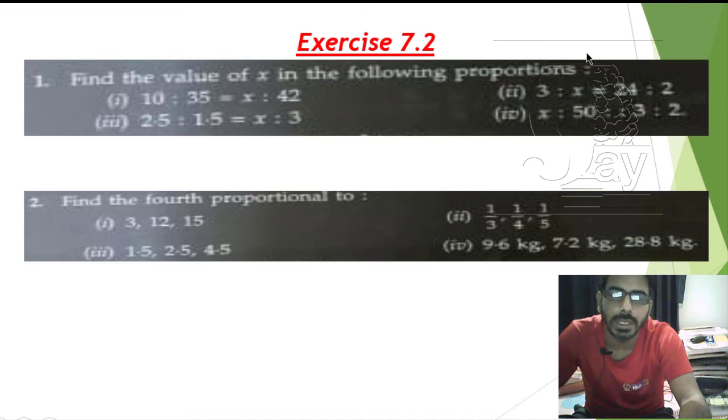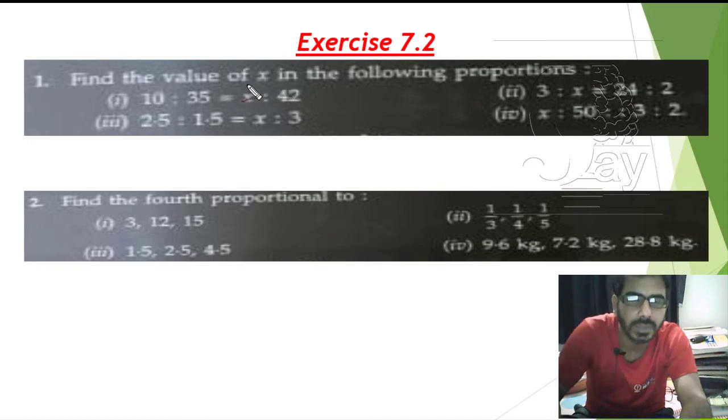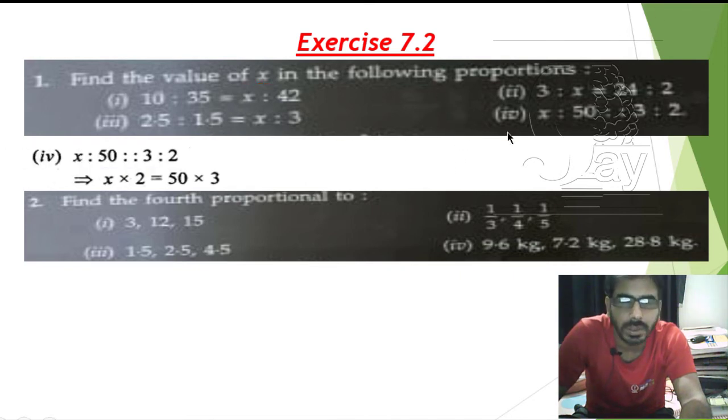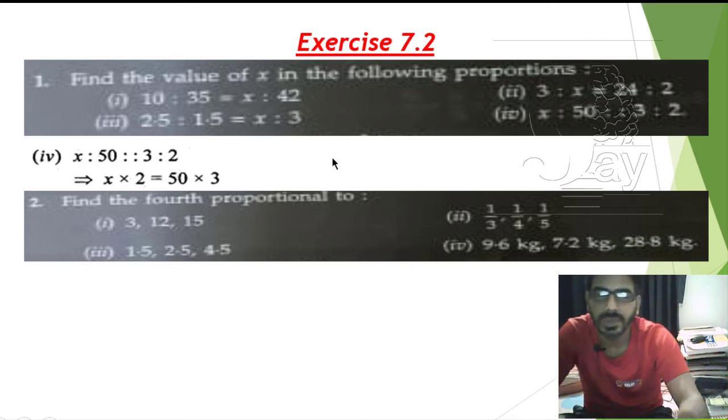Now let's see some questions from exercise 7.2. As you see, we have to find the value of x from the following proportions in question number 1. As I told you, out of four quantities, any one will be unknown. Let us choose one of these. The fourth one is x is to 50 is the same as 3 is to 2. So we take the product of the extremes, that is x into 2 equals 50 into 3. So we can easily find x: 50 into 3 by 2, 150 by 2 is 75.